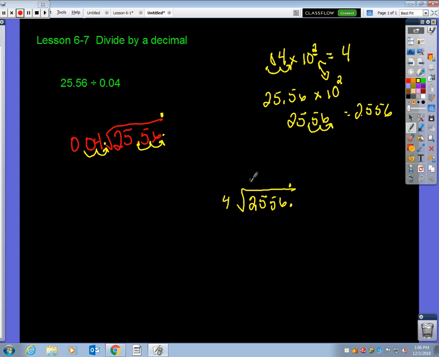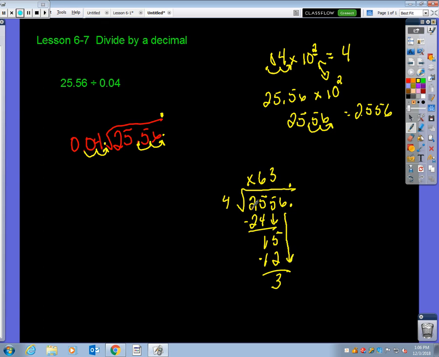Can 4 go into 2? No. Can 4 go into 25? Sure it can. It goes into 25 6 times. 6 times 4 is 24. I subtract, I get 1. I bring down my 5. Can 4 go into 15? Sure it can. It goes into it 3 times. 3 times 4 is 12. Again, I subtract. 15 minus 12 is 3. And now I bring my 6 straight down.